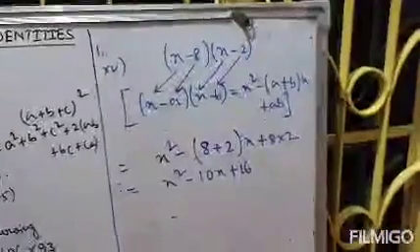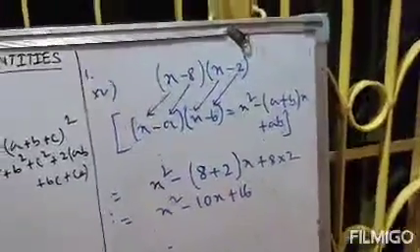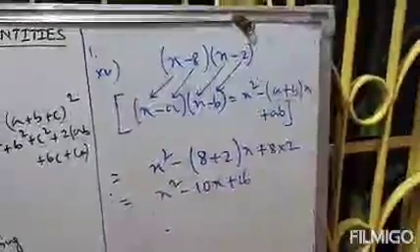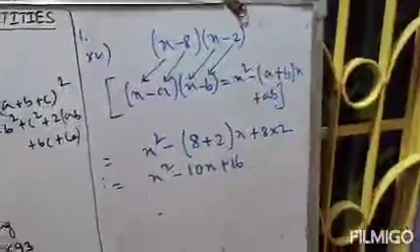The value of x here will be x itself. Therefore a is 8 and b is 2. So 8 into 2 is 16, and this is your answer. Clear? So this type of questions is complete. Remaining questions you will solve using the identities in your copy, and I will check them after the lockdown. Next, question 2.